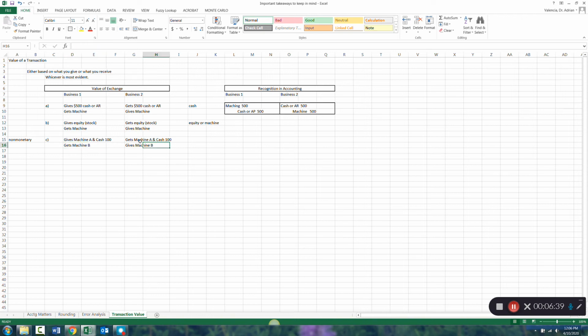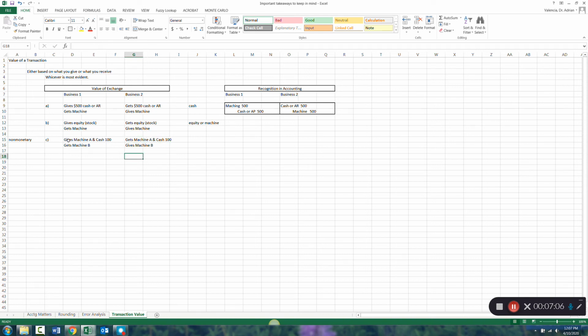And the same analysis can be done on this end. Maybe business 2 understands what the worth of machine B is. So when they give machine B, just to keep it symmetrical here, they think that B is worth $500. Okay, this is what business 2 believes. So then they value their exchange at $500. So it must be that this machine A is worth $400 plus the $100.